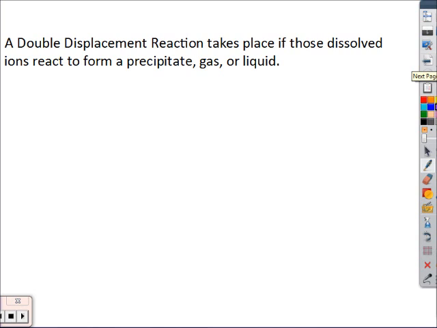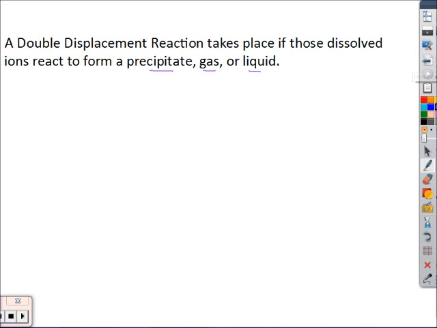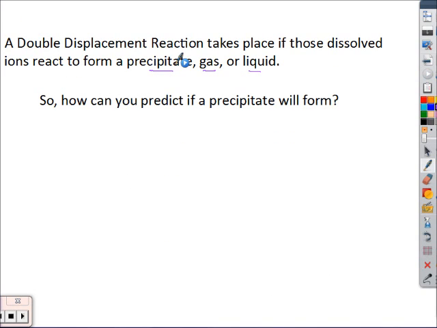In a double displacement reaction, we said it only takes place if you actually form a precipitate, a gas, or a liquid. If I just poured those last 2 beakers together and no reaction happened, it would just be a mixture of those ions. The beaker would be a little more full, and you'd have all the ions from here in here too, but if I don't have anything happening, it's just a new mixture. So I need something to happen, either a precipitate, a gas, or a liquid.